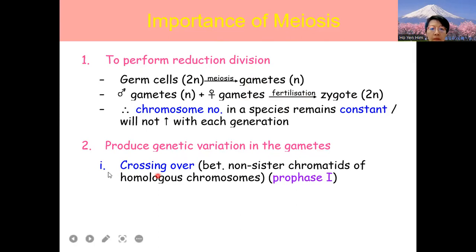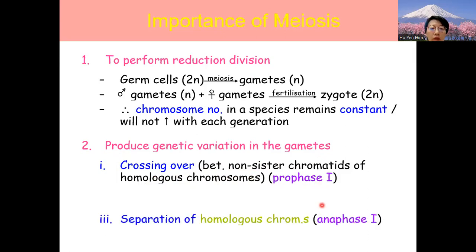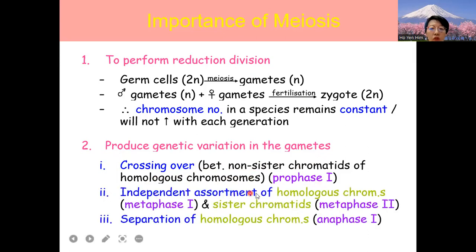3 marks. Number one, crossing over between non-sister chromatids of homologous chromosomes during prophase 1. This whole sentence you need to memorize. Number two, independent assortment of homologous chromosomes during metaphase 1 and sister chromatids during metaphase 2. Number three, separation of homologous chromosomes during anaphase 1. All these three processes during meiosis make the gametes genetically variable. So we're going to study this one by one.